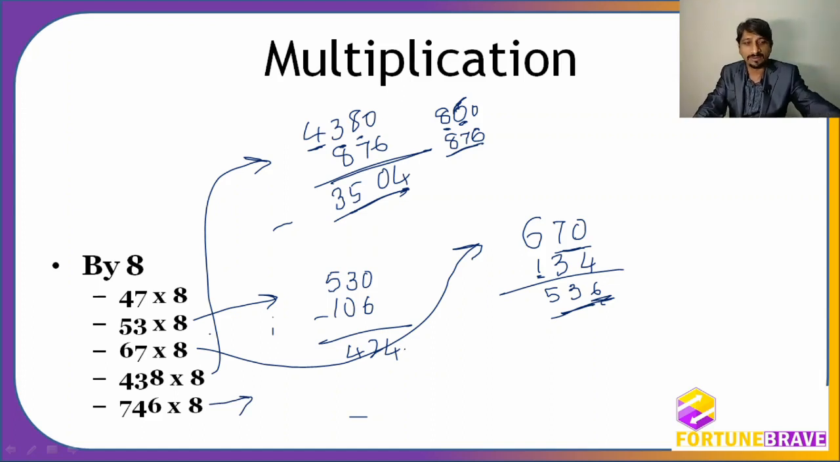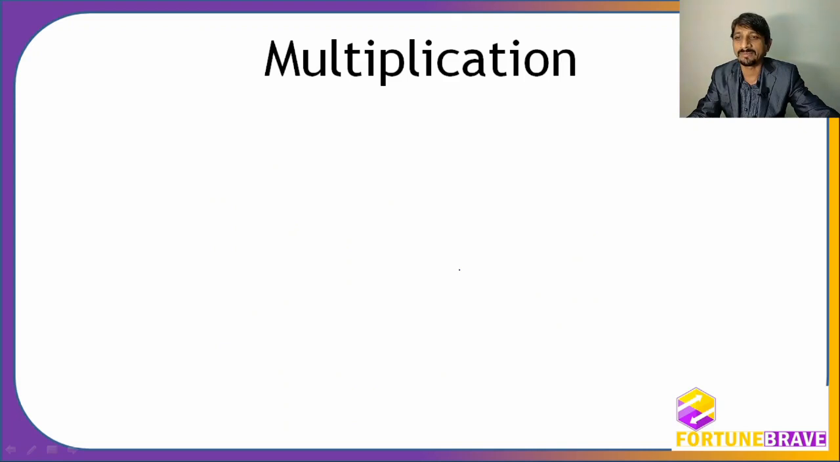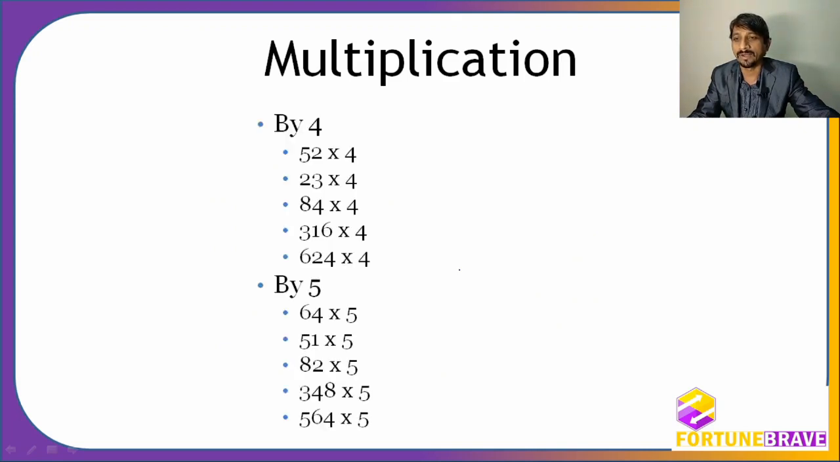Alright. So let us go to the next method. Are you ready for the next method? I hope you are. So let us go to the next method. Next method is by 4 and 5. Both are coming together. It's fine, no problem at all. So 4. How do you do 4?